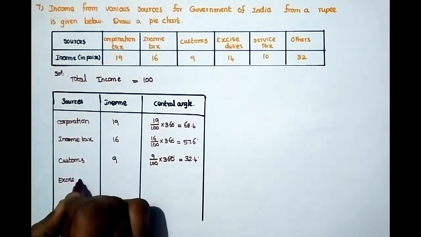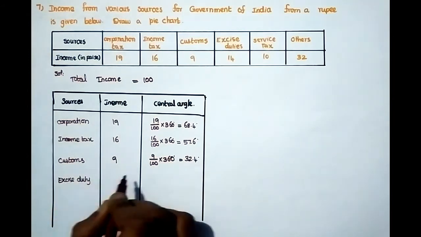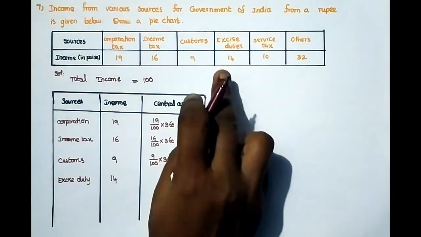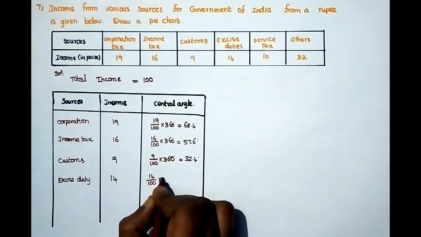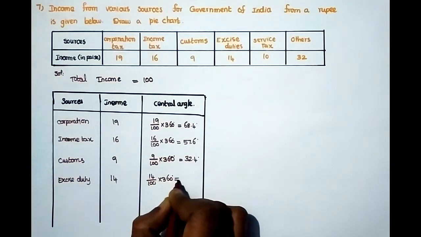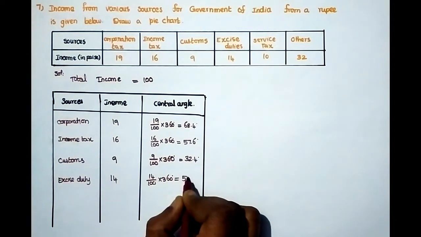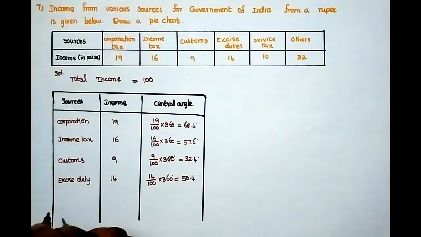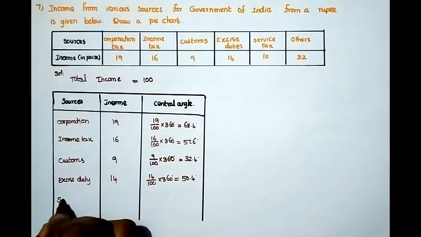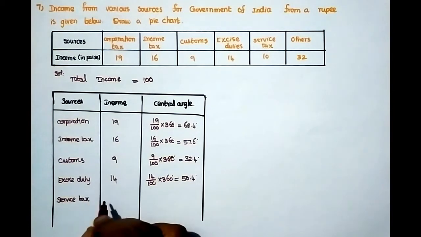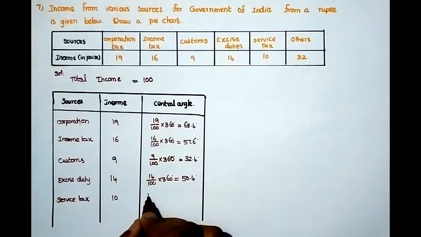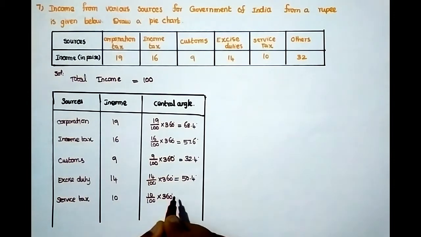Next one, excise duty. How much? 14. So 14 divided by 100 into 360 equal to 50.4 degree. Next one, service tax, that is 10. 10 by 100 into 360 means we get 36 degree.